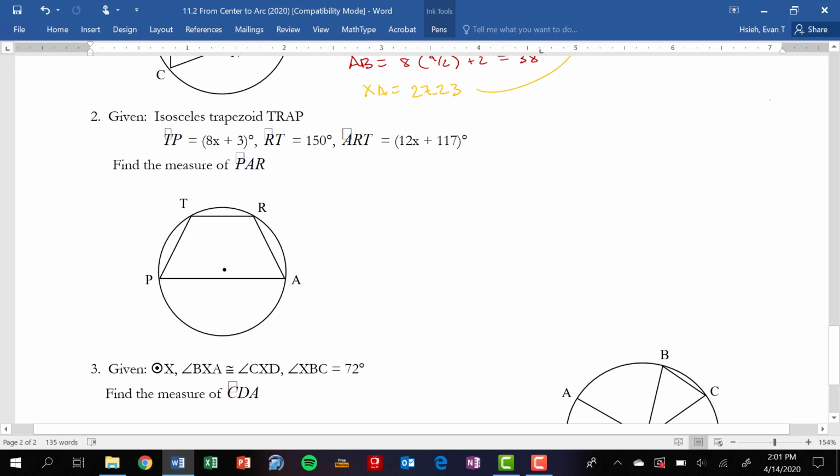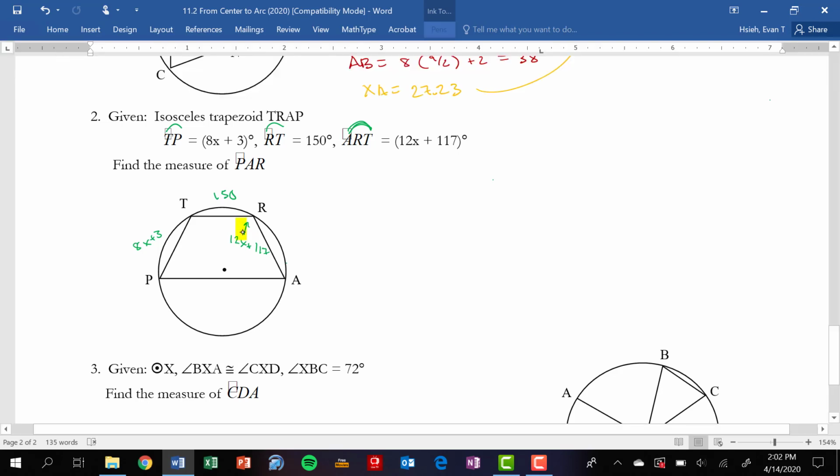Next problem here, you're given an isosceles trapezoid TRAP. And I know that TP is 8x plus 3, so that's the measure of the arc there. I know the measure of RT is 150. I know that ART, this angle here is 12x plus 117. Oh, actually that thing is an arc, so it's not an angle measure. Sorry about that.